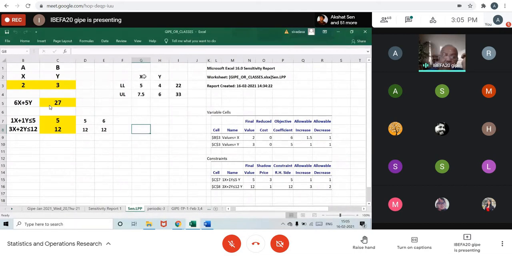So for any LPP, if variables are more, this understanding will take time. Where to concentrate is better.